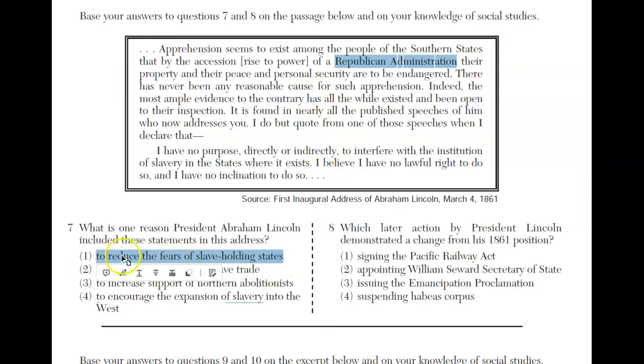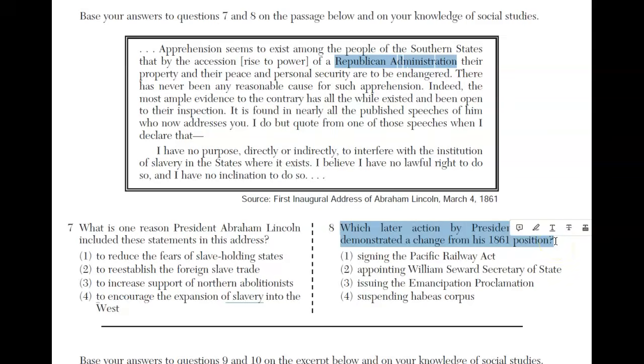To reduce the fears of slaveholding states. That's the answer. Lincoln wanted to calm them down. Everything will be okay. You have nothing to worry about. Which later action by President Lincoln demonstrated a change from his 1861 position?